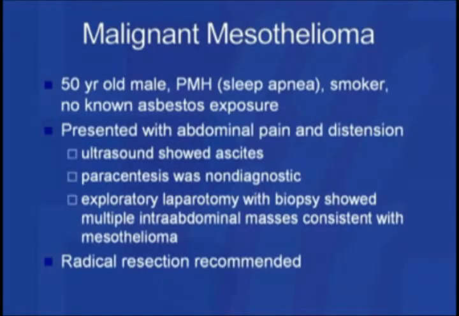Our patient this evening is a 50-year-old gentleman whose past history was significant for sleep apnea. He was also a smoker, but did not have any known asbestos exposure. He presented with a recent history of abdominal distension and abdominal pain. An ultrasound that was done as part of his initial evaluation noted that he had ascites.